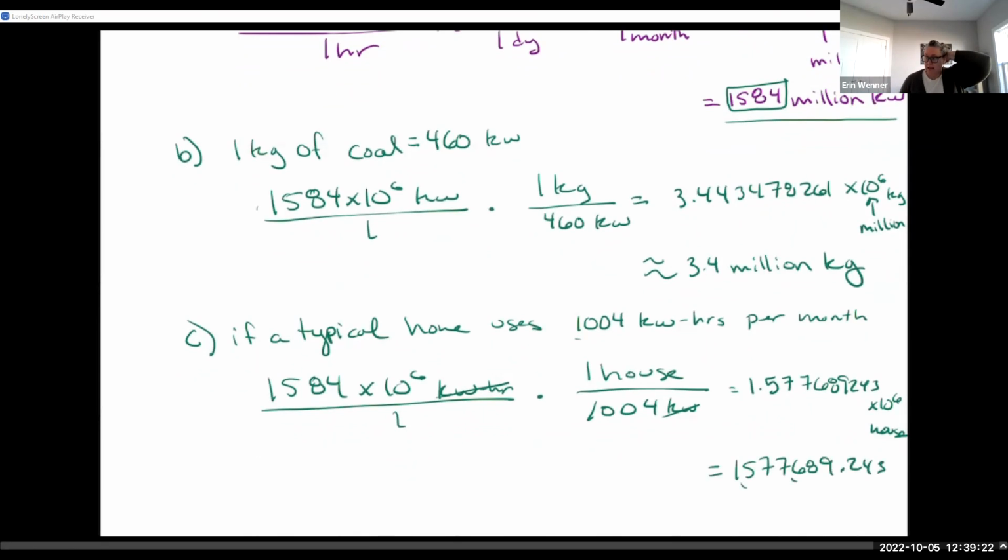So multiplying it by 10 to the 6th gives us 1,577,689.243 homes. They want us to go to the nearest whole number, so we're going to say approximately 1,577,689 homes.